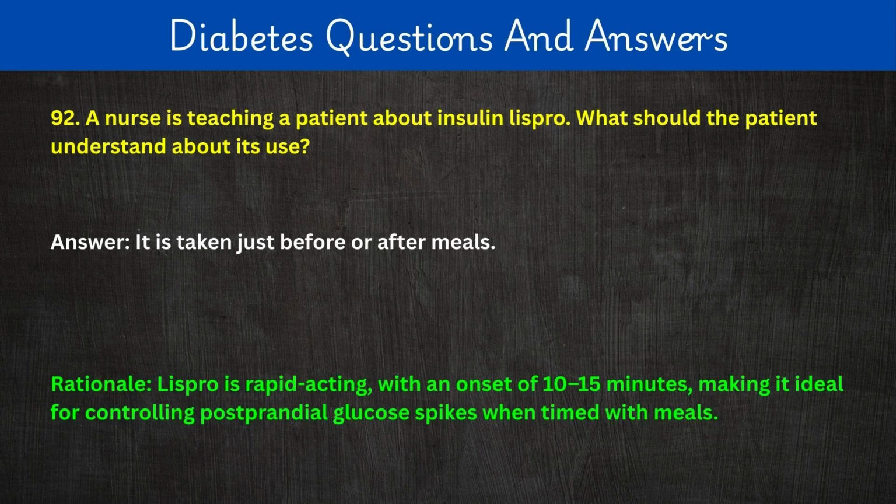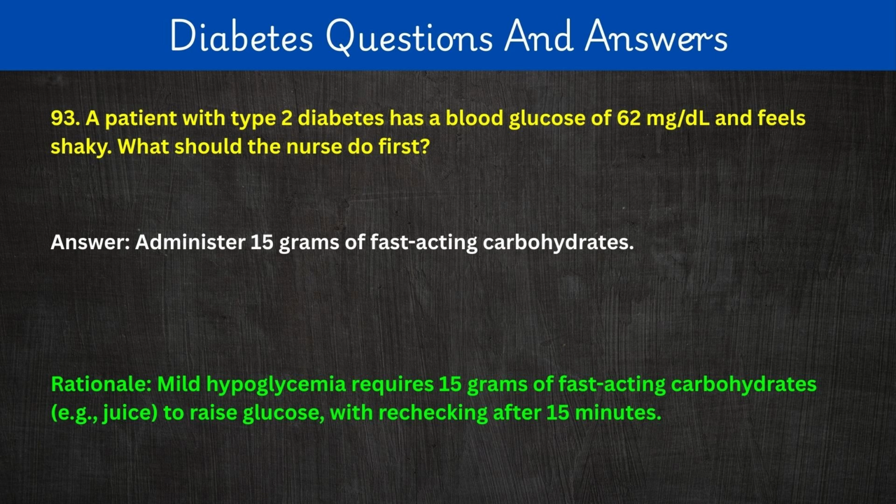Rationale: lispro is rapid-acting, with an onset of 10 to 15 minutes, making it ideal for controlling postprandial glucose spikes when timed with meals. 93. A patient with type 2 diabetes has a blood glucose of 62 milligrams per deciliter and feels shaky. What should the nurse do first? Answer: administer 15 grams of fast-acting carbohydrates.